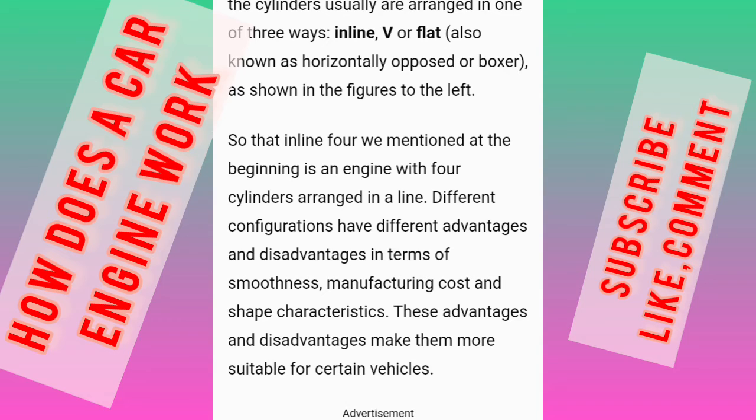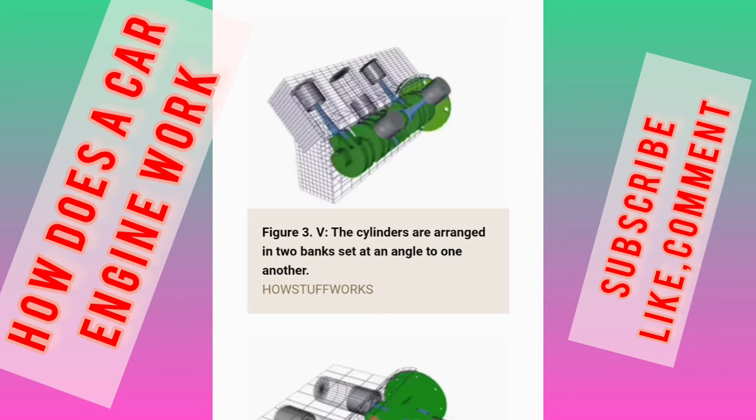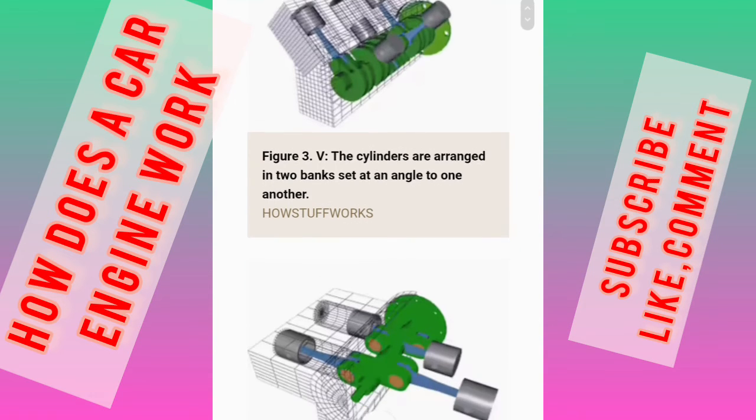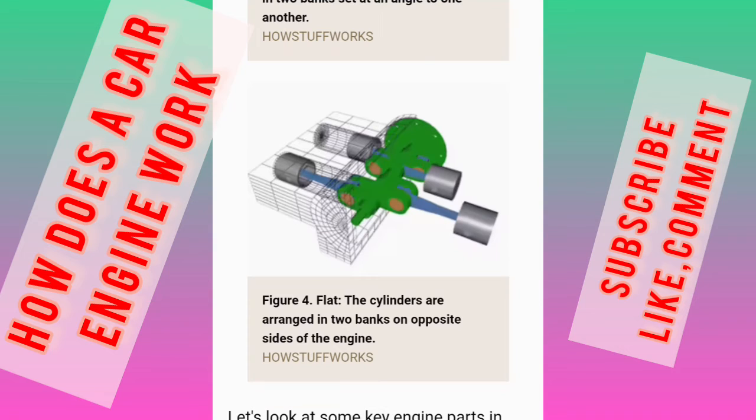So that inline four we mentioned at the beginning is an engine with four cylinders arranged in a line. Different configurations have different advantages and disadvantages in terms of smoothness, manufacturing cost, and shape characteristics. These advantages and disadvantages make them more suitable for certain vehicles. Figure 3: the cylinders are arranged in two banks set at an angle to one another. Figure 4: the cylinders are arranged in two banks on opposite sides of the engine.